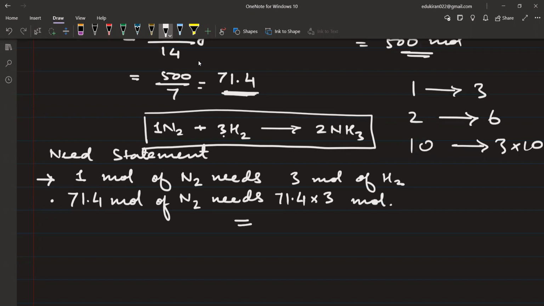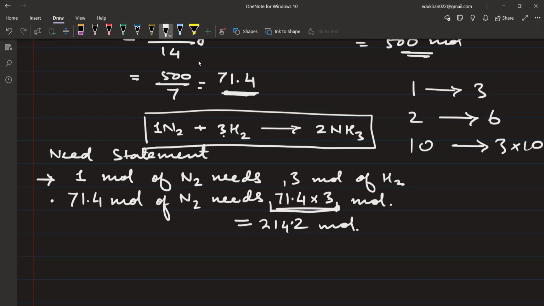Calculate. Iram, keep your mic on. 4 3s are 12. 3 1s are 3, plus 1 is 4. 7 3s are 21. How many decimal points are there in this multiplication? 1 decimal point, so we'll write a point here. 214.2.